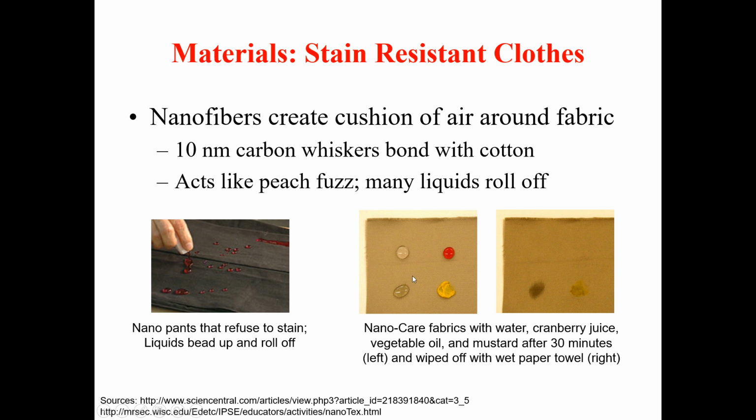And along with that, you can clarify your concept of stain resistant cloth. Here we have nanocare fabric. This is an example of nanocare fabric with water, cranberry juice, vegetable oil, and mustard, after 30 minutes left and wiped up with a wet paper towel. You put these materials on the nanocare fabric for 30 minutes, and after that, you just wipe with the cotton, so you are left with this clean material. So this is how, with nanomaterials or nanotechnology, we can create stain resistant cloth.